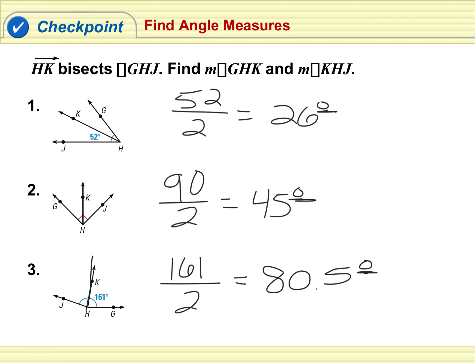Do not forget these degree signs, okay? On the test, I will be looking for those. Make sure you have those. Any questions on bisecting angles? Can I move on?